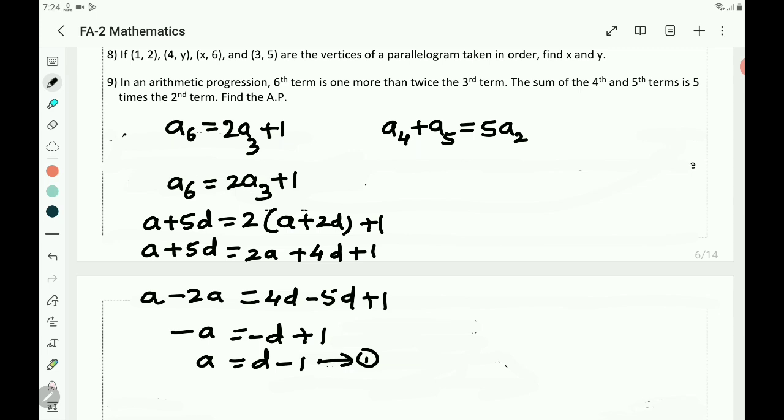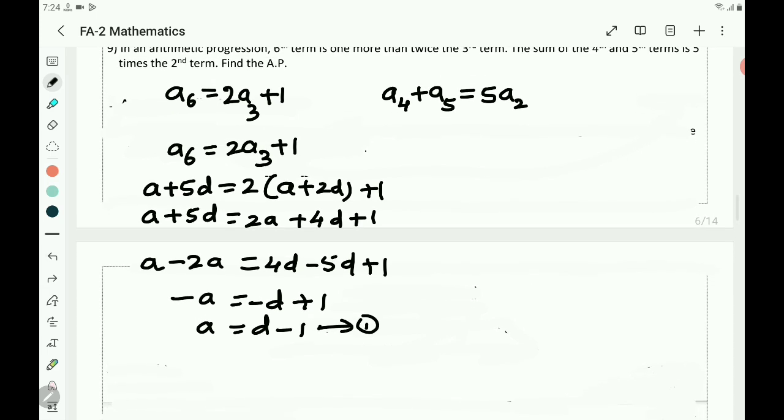Because the substitution method can be used easily by using this, you consider it as 1. Here A is expressed in terms of D. That is one of the methods of finding the values of the variables in a pair of linear equations. Now you take this one.